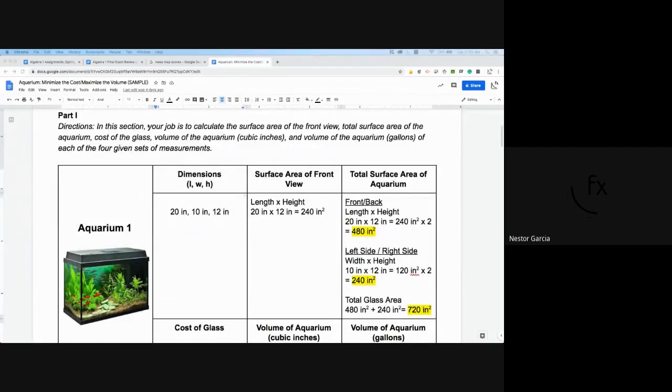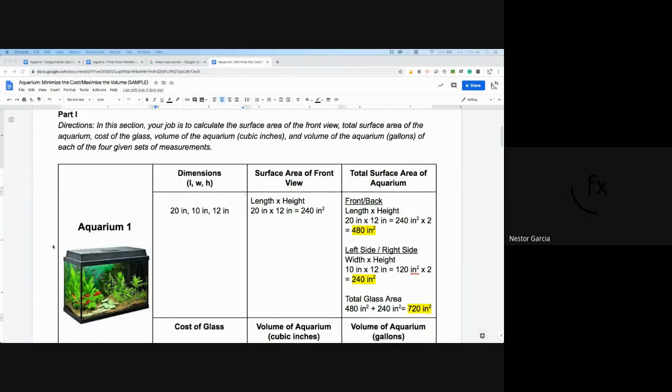In part 1, your job is to calculate the surface area of the front view, total surface area of the aquarium, cost of the glass, volume of the aquarium in cubic inches, and the volume of the aquarium in gallons of each of the 4 given sets of measurements. So there are 4 sets of measurements.